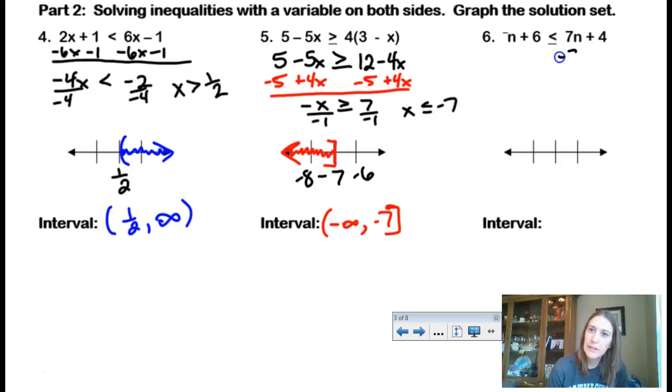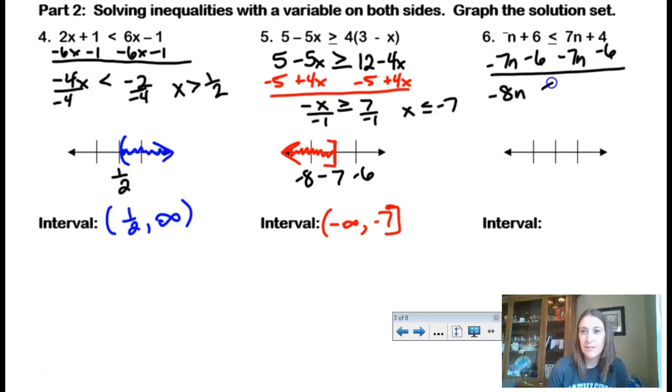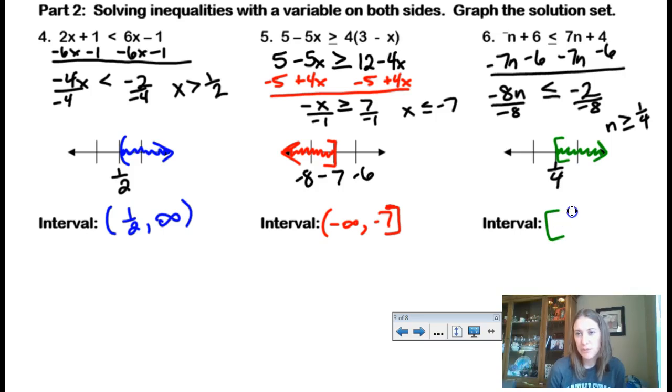Alright, so here, subtracting 7n, also subtracting 6. Now watch this negative here, negative n, and then subtracted 7 gives us negative 8n is less than or equal to negative 2. Same rule. I have a negative coefficient again. Be alright. So now that sign flips. Does become a positive 1/4 though. So now we're stating everything greater than 1/4 or equal to, which means we're going to include 1/4 as a solution. So my interval begins at 1/4 and goes forever.